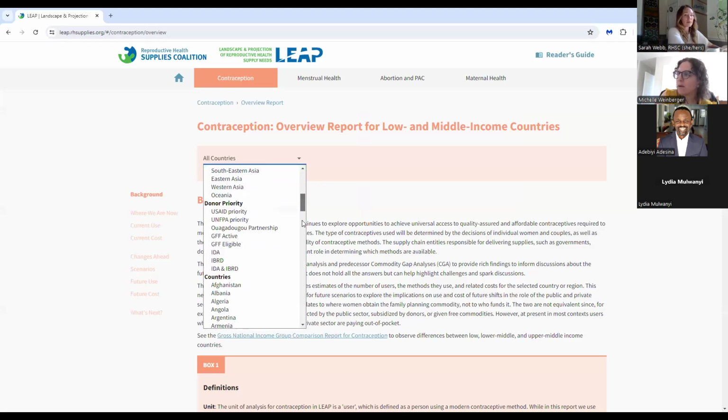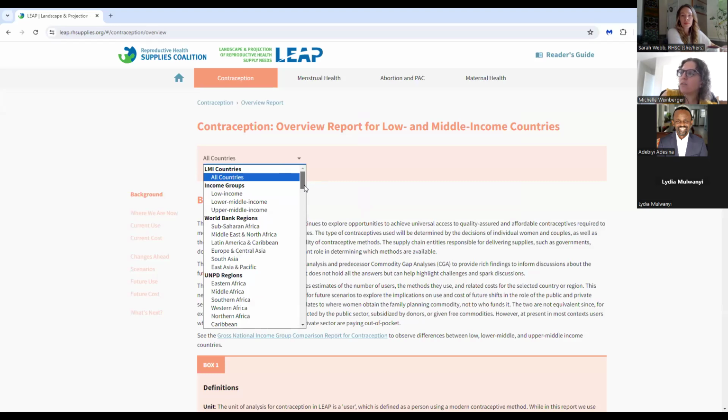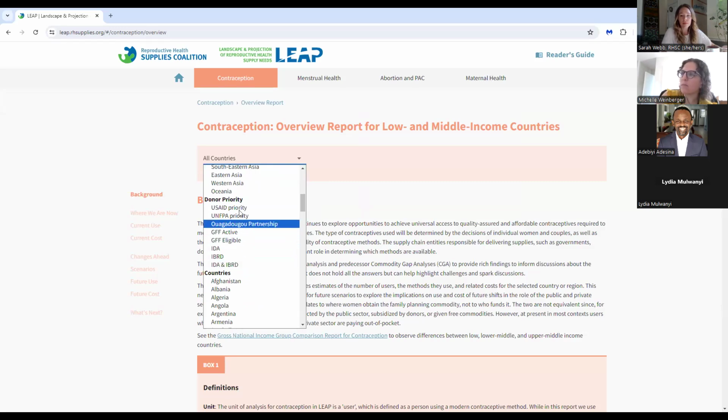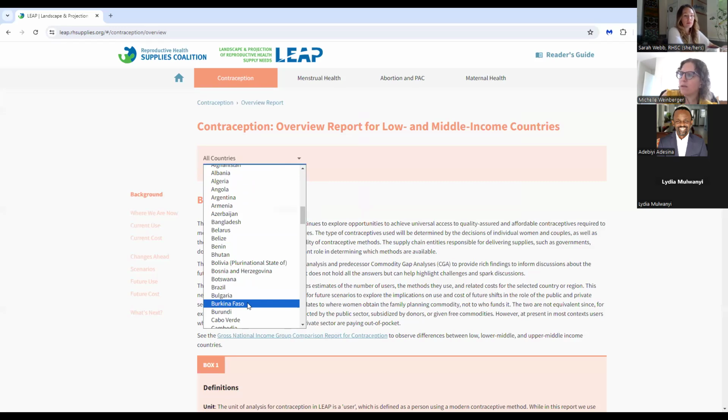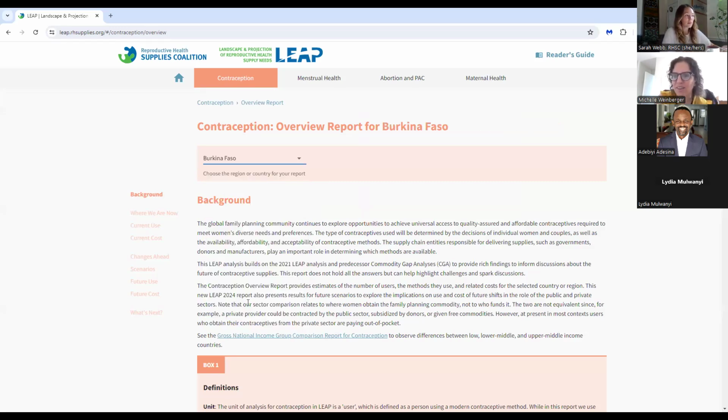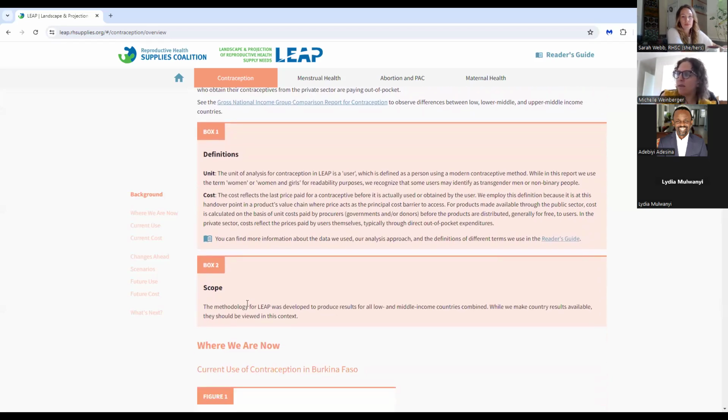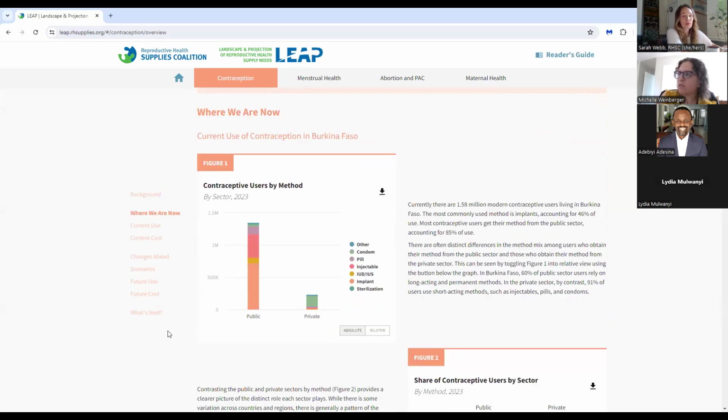If you see here in this box, you can scroll through and you have a choice of different income groups, different regional splits, some key donor priority groups, and then individual countries. For this one, we are going to take a look at Burkina Faso, at least initially, and then open up the data to the group. And when you make this selection, all of the graphs and the text update to show you results for that country.